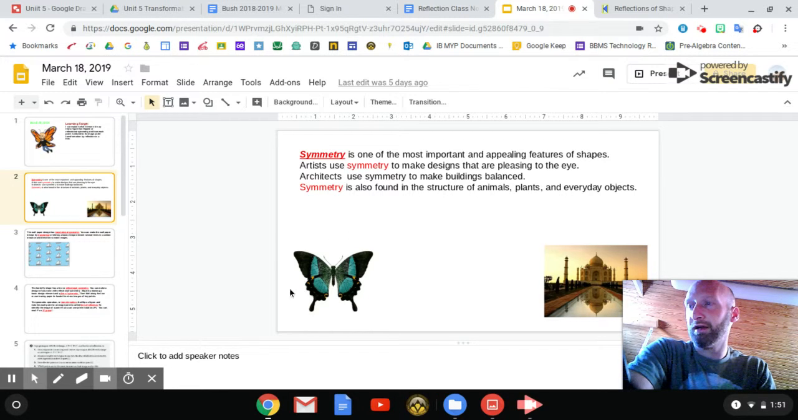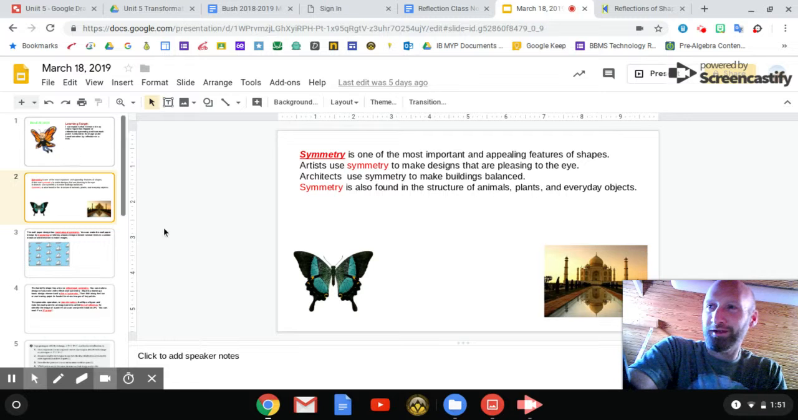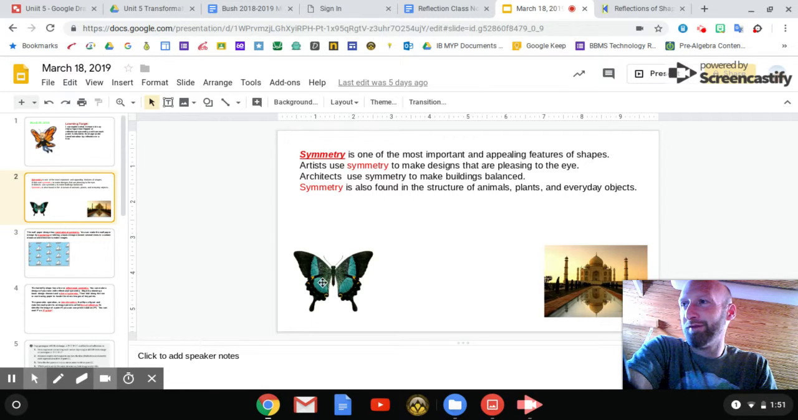So if you look at a butterfly, that's why I have a butterfly at the beginning. A butterfly is symmetrical. This would be the center, and the wings on the right side of the body match the wings on the left side of the body. And also with this building, it's balanced in that I could cut this in two or fold it in two, and it would be identical on top of one another.